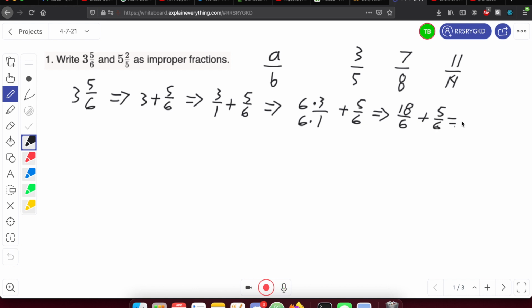And now we just add across the top and keep the denominator the same. And we get 23 over 6. This is in lowest terms. This can't be reduced anymore. So this is our improper fraction.